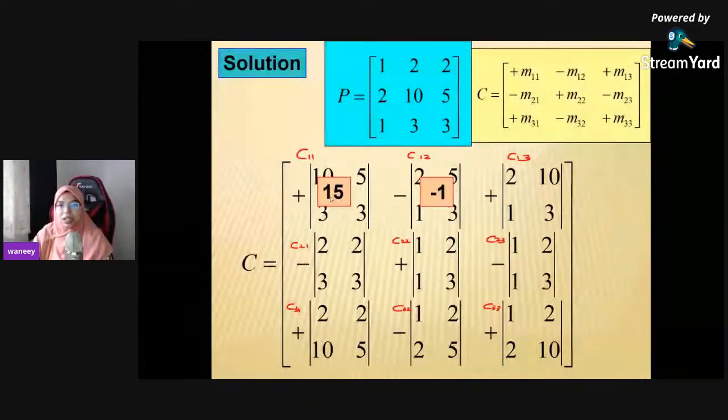And then C13, deleting first row, third column. So it will give you 2, 10, 1, 3. So 2 times 3 minus 1 times 10. So this is 6 minus 10, which is simply equal to negative 4. Okay, so now I'll give you a few minutes for you to calculate up until C33, what is the value.